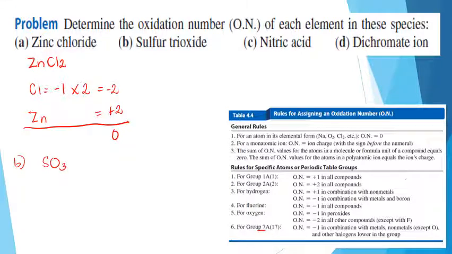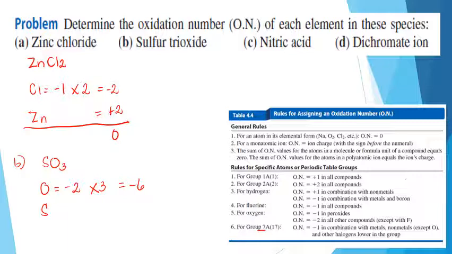Now our oxygen again, when it is bound with all other compounds except fluorine, has a -2 charge. So it is determined first. It has a -2 oxidation number, and our oxygen count is equal to 3. So what should be the oxidation number of the oxygen? That is equal to -6. That is the total oxidation number for all oxygens.